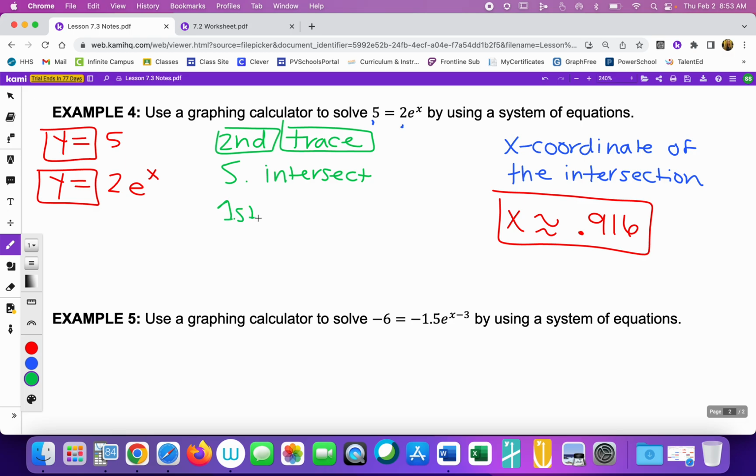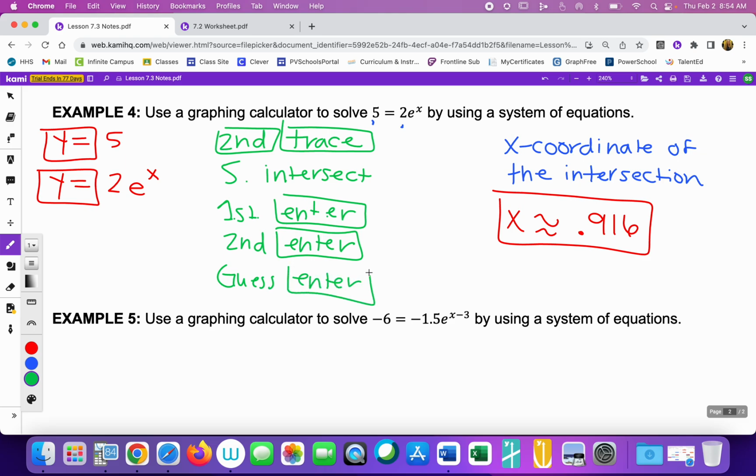So it'll be the first curve, you'll hit enter. Second, enter. And then you are guessing where it intersects when it says guess, and then you hit enter again. And then you're using the x coordinate. The y does not matter in any way, because you're solving for what x is to make it equal to 5. So that's where it's equal.